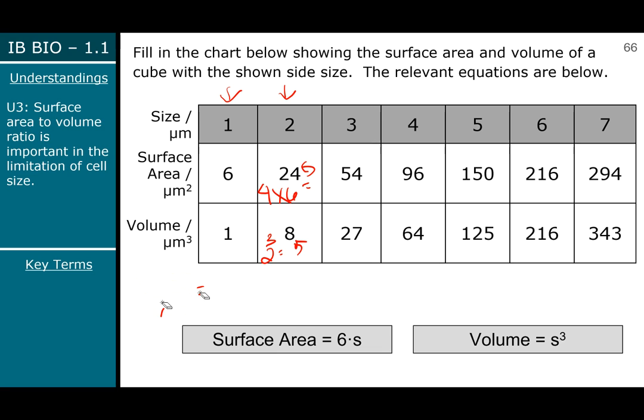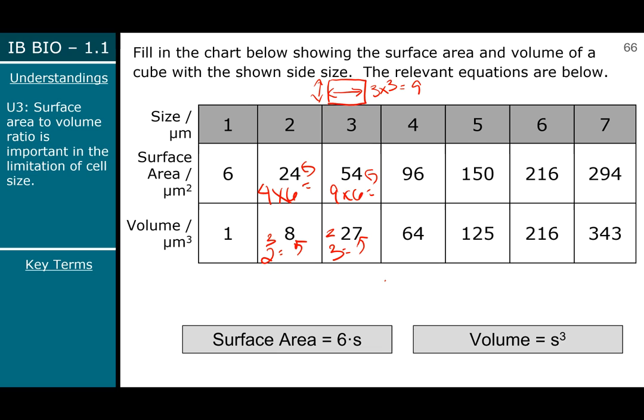Alrighty. Let's do another one. 3. So 3 times 3 equals 9. 9 times 6 equals 54, right? 3 cubed equals 27. Do you get the idea?